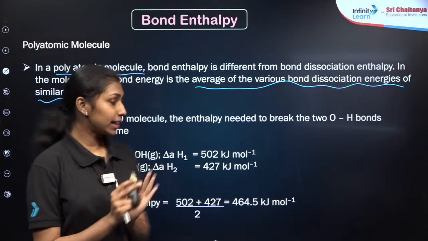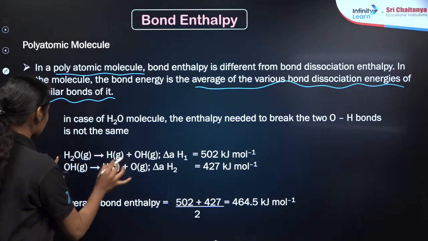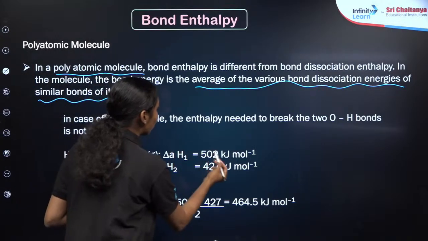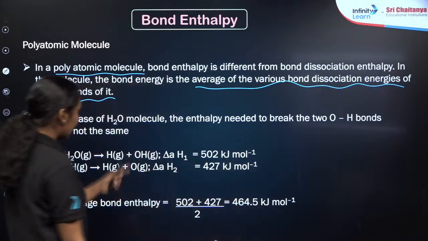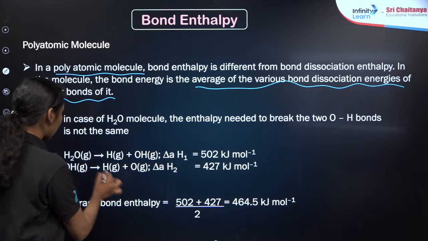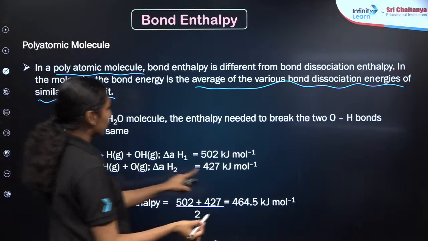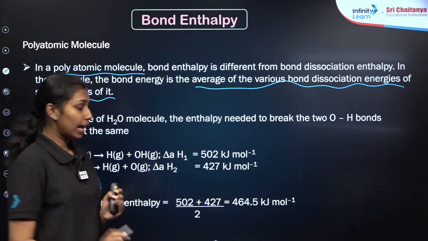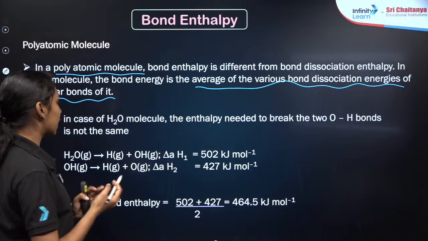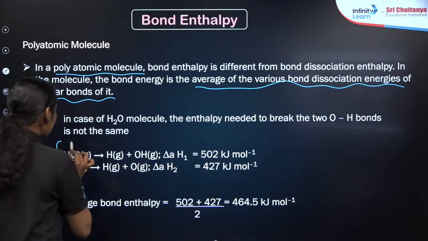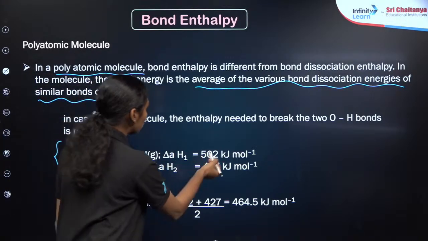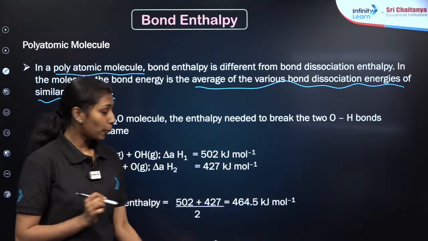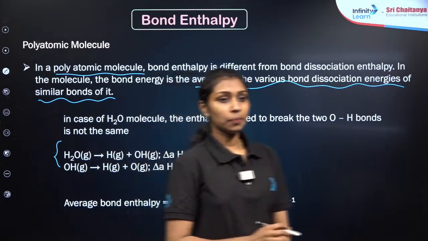The detailed reaction is given here. The water molecule first breaks into H plus OH, where the first energy is 502 kilojoule per mole. Then the OH bond breaks into H plus oxygen by giving 427 kilojoule per mole. So the complete bond enthalpy of this water molecule is the average of these two: 502 plus 427, divided by 2, which equals 464.5 kilojoule per mole. Clear?